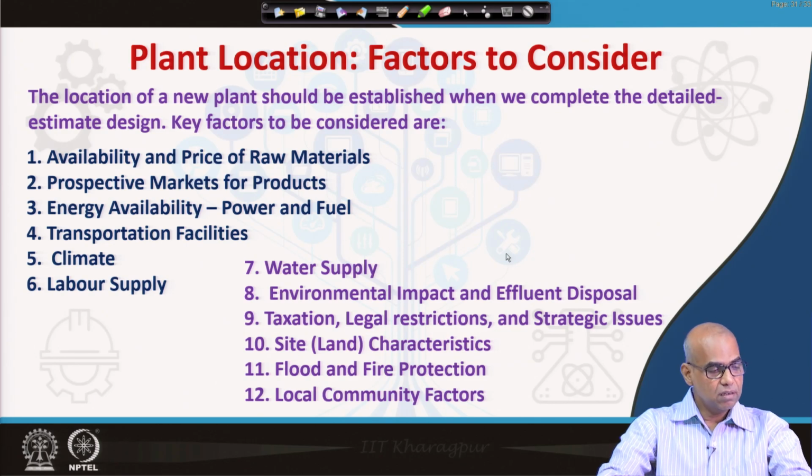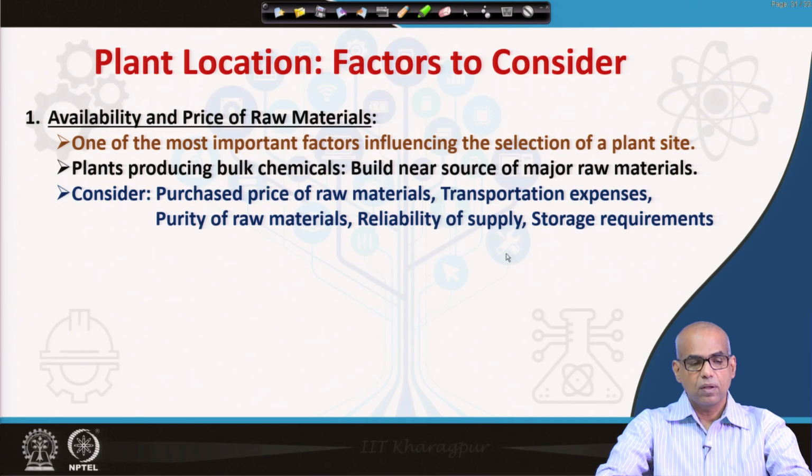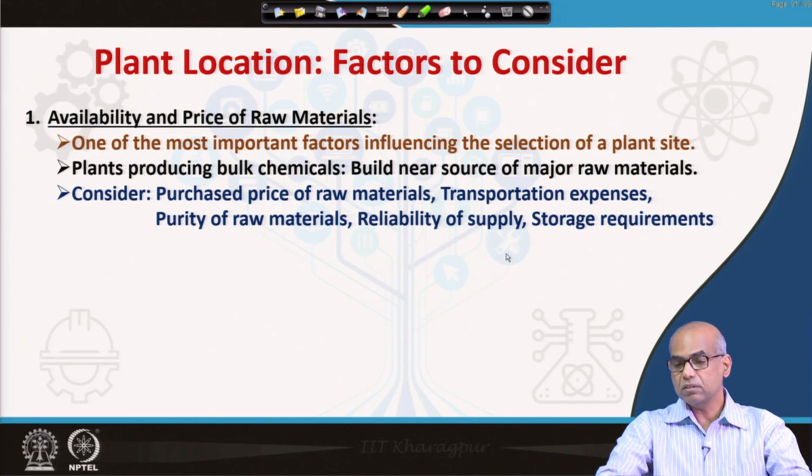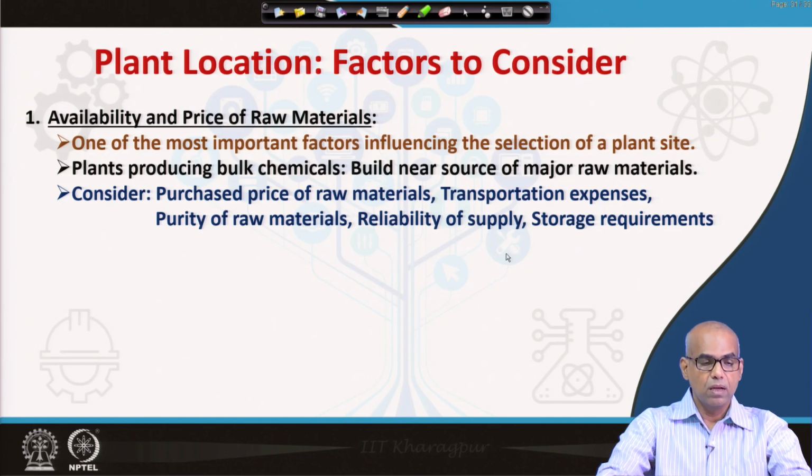Now, let us start discussing these factors in some more detail. We start with availability and price of raw materials. This is one of the most important factors that influence the selection of a plant site. Plants producing bulk chemicals are generally built near source of major raw materials. We have to consider purchase price of raw materials, transportation expenses, purity of raw materials, reliability of supply and storage requirements.